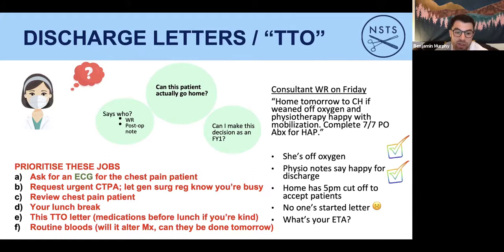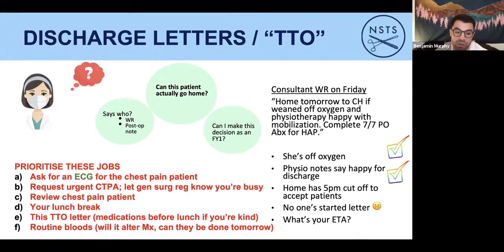And then this is where the sort of non-urgent TTO thing comes in. If you can find time to fit your lunch in on call, just always take your lunch, because before you know it, it'll be 4 o'clock and you just won't be working effectively. So take your lunch, do this letter, but sometimes if pharmacy's closing, you might want to send the medicines off before you have your lunch.